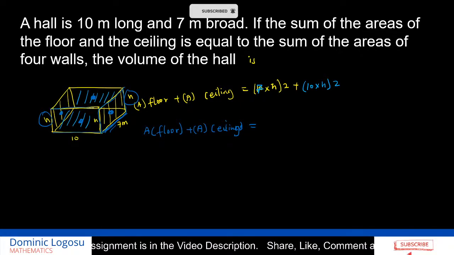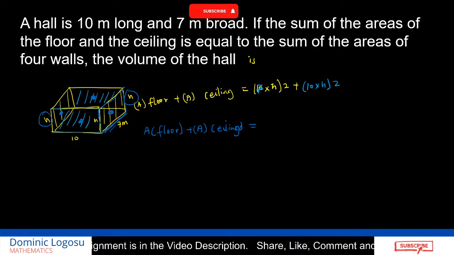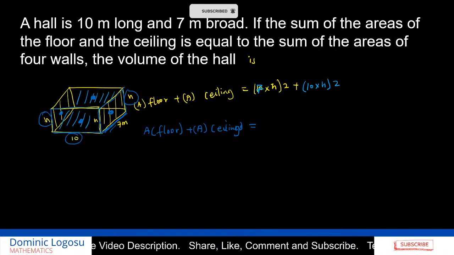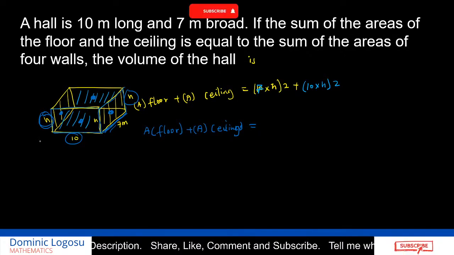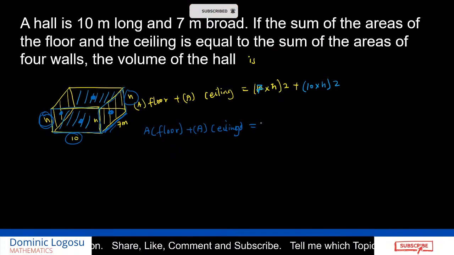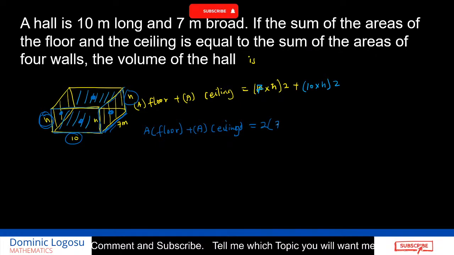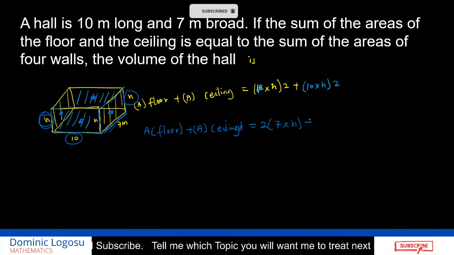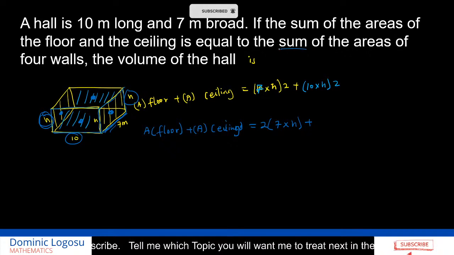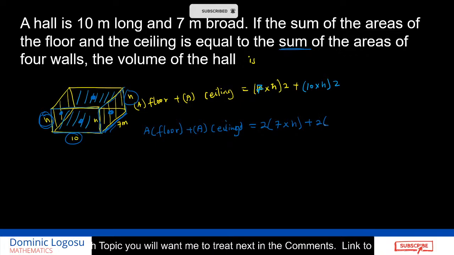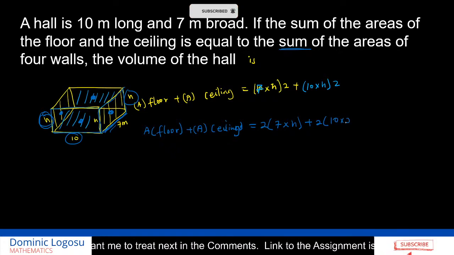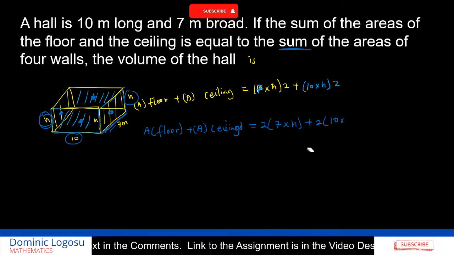If I want to find the area for this particular wall, it's going to be the length of the wall and then the height of the wall. That's why I established that because we have two of this, it is going to be 2 into bracket 7 times h plus, because they said sum, then we are looking at this side of the wall, which is going to be twice, because we have to do for this side and the opposite side, 10 times h.